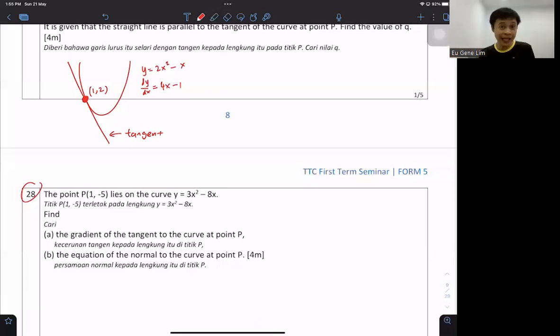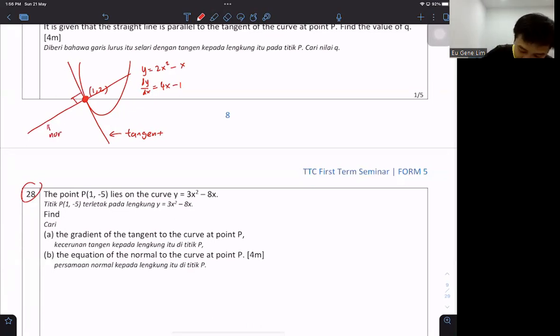Then there is another line. There is another line that is 90 degrees to the tangent. That line is called normal. It is just a name, okay? There's nothing normal about it. The name is called normal, just like that. It's just the name.